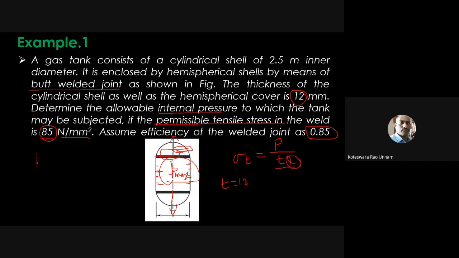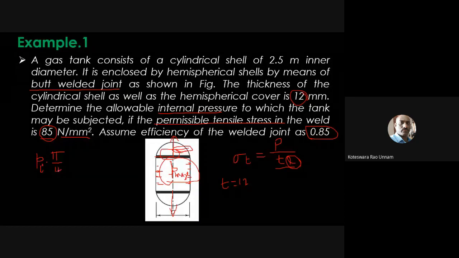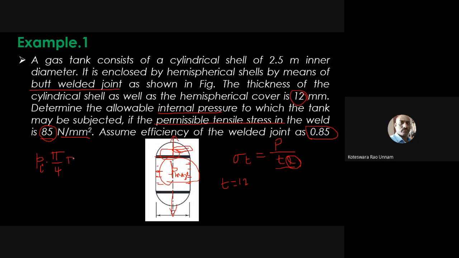The tensile force is nothing but the magnitude of the internal pressure multiplied by the area of the cover plates, that is (5/4)·π·d², if the internal diameter is d. So this is the value, and this should be equal to the resistance offered by this weld joint.